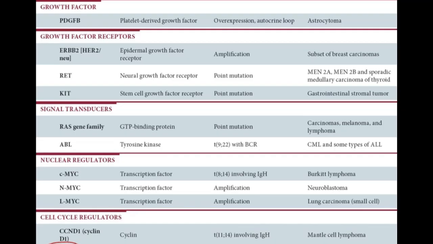The last one is CDK4, which is a cyclin-dependent kinase, which is related to melanoma. Not really the highest yield, but I put it here for completeness sake. So these are cell cycle regulators.